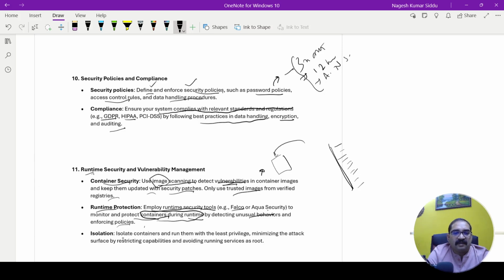Then isolation is a technique where we isolate containers and run them with least privileges, minimizing the attack surface by restricting capabilities and avoiding running services as root. Usually if we want to run one service, we run it as root. But if you create a policy, create a role, and grant access only to that role, you will be providing more security, right? You can also minimize the attack by restricting the capabilities and who can do what, which role can access what functionality. And isolate each of the microservices as much as possible so that one attack will not lead to an attack on the others.